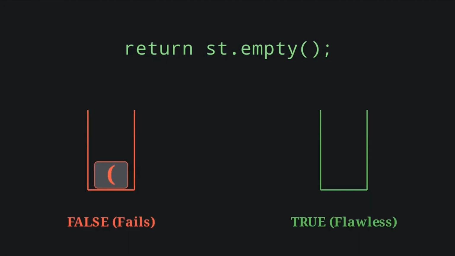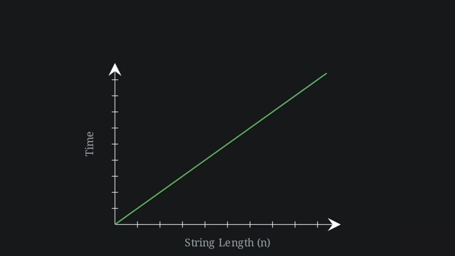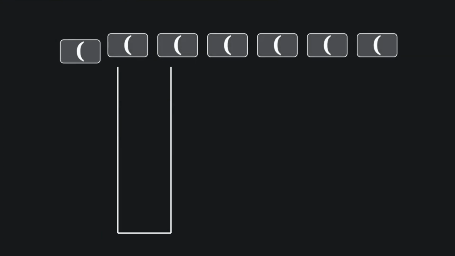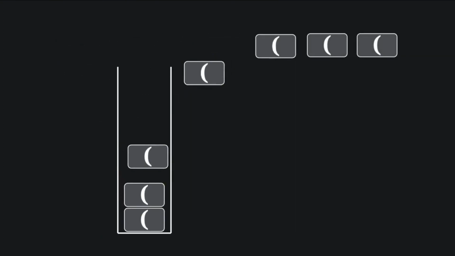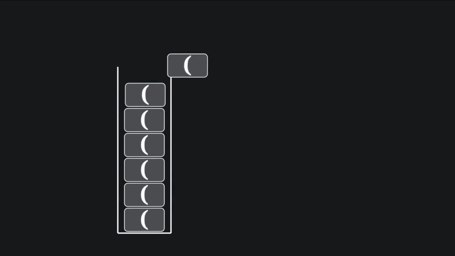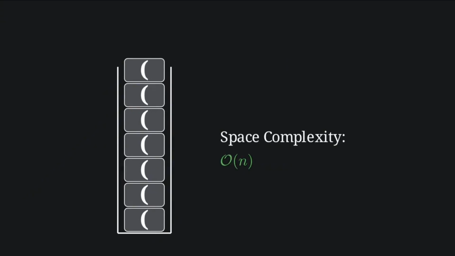Let's look at the performance scaling. This algorithm reads each character in the string exactly once. It pushes or pops in constant time, meaning the total time to run scales linearly with the length of the string. That gives us a time complexity of O of n. The space requirement is also linear. In the absolute worst-case scenario, a massive file made entirely of opening brackets, every single character gets pushed into the stack. Memory usage scales directly with the input, resulting in a space complexity of O of n.